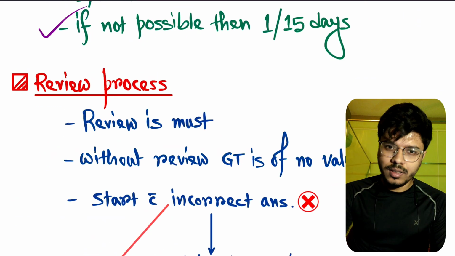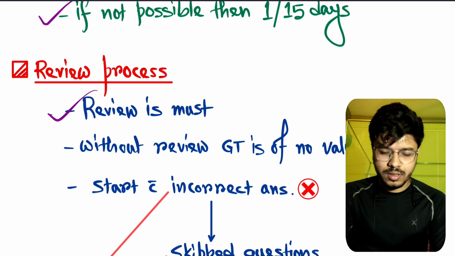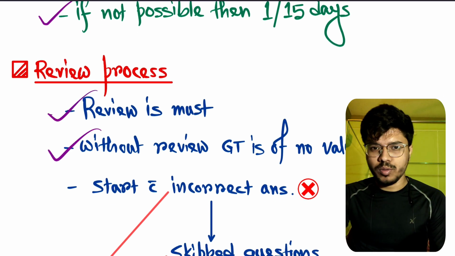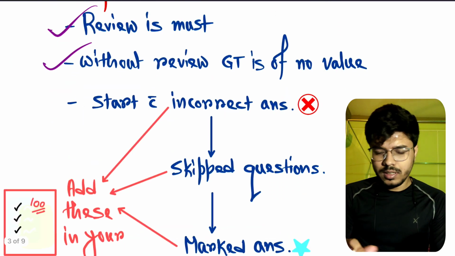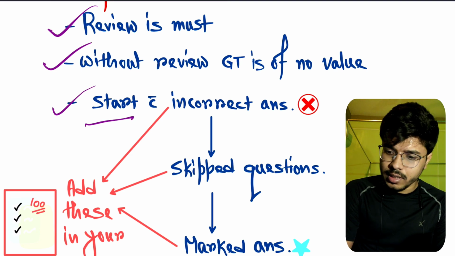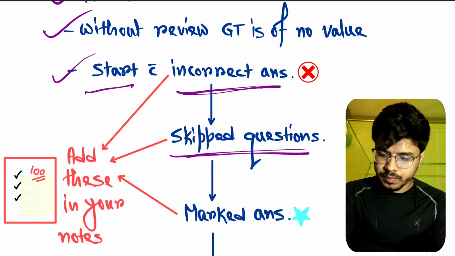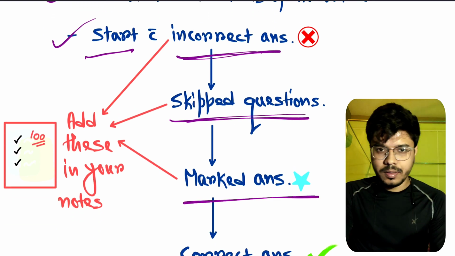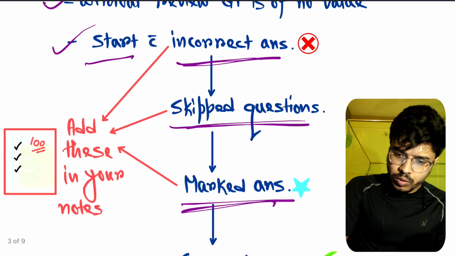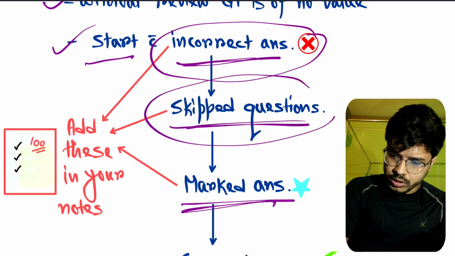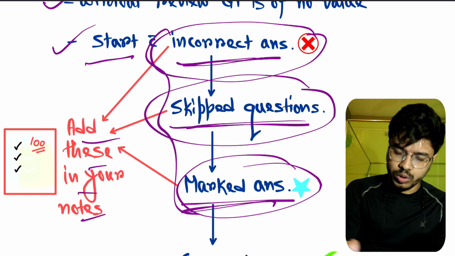Now the most important part, review process. How to review a GT. Review is a must. Without review, GT is of no value. Without review, GT is valueless. So you give GT. After giving GT, start with incorrect answers. Now you check the skipped questions. Then marked answers. At last, correct answers. So the incorrect answers, skipped questions and the marked answers, these 3 categories, you have to add in your notes.